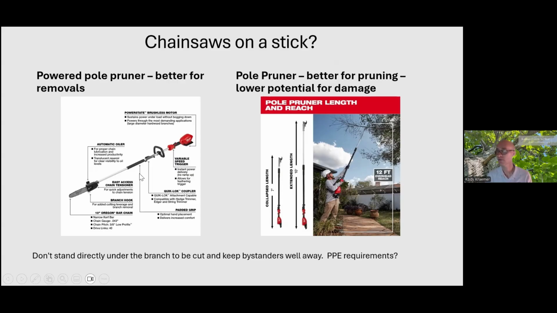This is how you avoid having to put a typical chainsaw above shoulder height, is to have the right tool for the job.